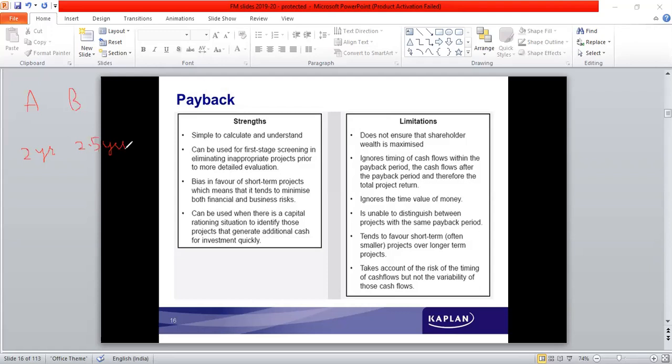But here it is completely ignoring what is the scenario after the payback period. So at the payback period, we stop. But let's say that A can have cash flows in the third year, fourth year, and the fifth year also. But B has cash flows only in the third year. After 2.5 years, by the end of third year, cash flows stop. So the total amount of cash flows which are expected from A are much higher than B.